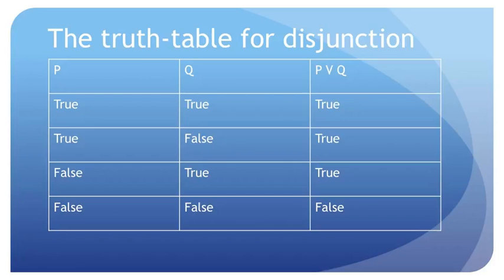So, the truth table for disjunction is going to look like this. The first three lines, the lines that consider the possibility of P and Q's both being true, or P's being true and Q's being false, or P's being false and Q's being true, in all three of those lines, the disjunction P or Q will be true. The only scenario in which P or Q is false is the scenario in which P and Q are both false, in which neither P nor Q is true.